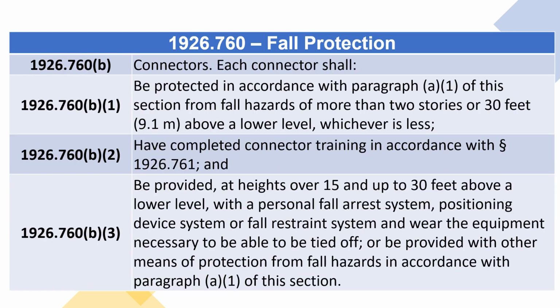1926.760 B. Connectors. Each connector shall, per B.1 through B.3, be protected in accordance with paragraph A.1 of this section from fall hazards of more than 2 stories or 30 feet (9.1 meters) above a lower level, whichever is less, have completed connector training in accordance with section 1926.761, and be provided, at heights over 15 and up to 30 feet above a lower level, with a personal fall arrest system, positioning device system, or fall restraint system, and wear the equipment necessary to be able to be tied off, or be provided with other means of protection from fall hazards in accordance with paragraph A.1 of this section.